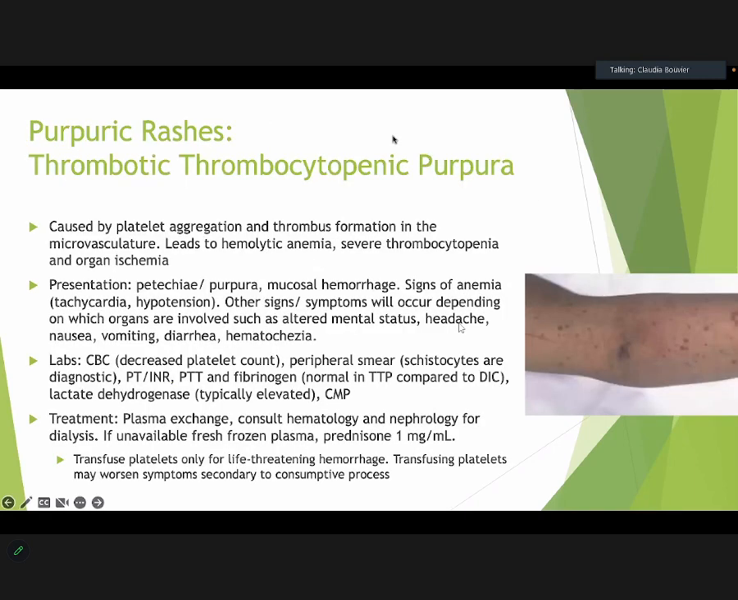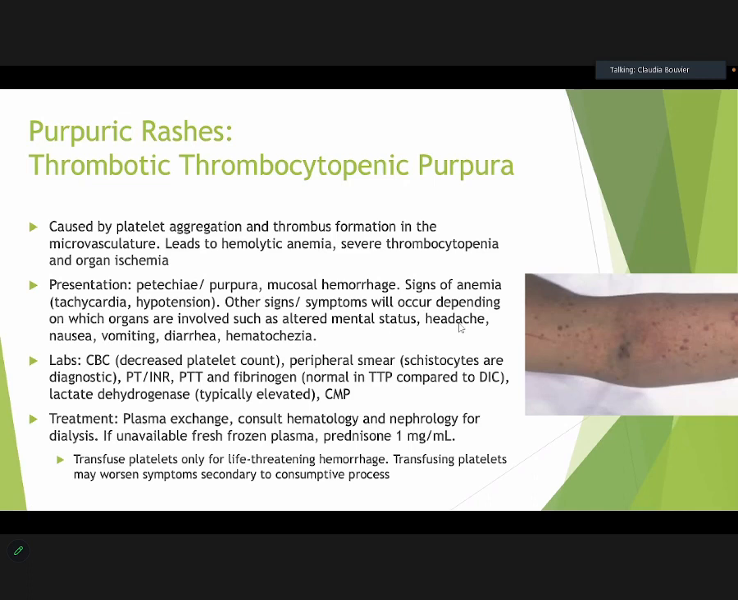So one thing we'll talk about, and I kind of wanted to hit on it because it's not something you probably talk about in other sections, but you will see it, and if you can identify it early, it's really great. So thrombotic thrombocytopenic purpura. This is caused by a platelet aggregation and thrombus formation in the microvasculature, and it will lead to a hemolytic anemia, so body destroying red blood cells as well as platelets, so severe thrombocytopenia, and then oftentimes organ ischemia.